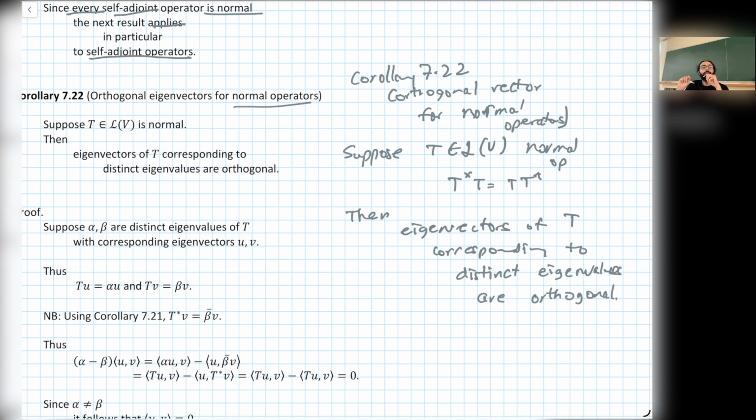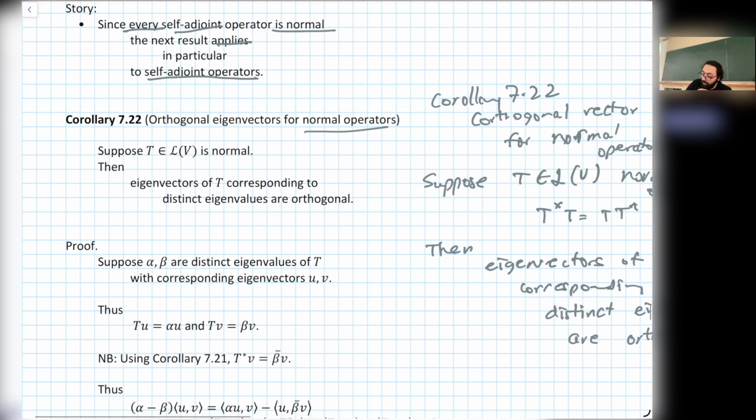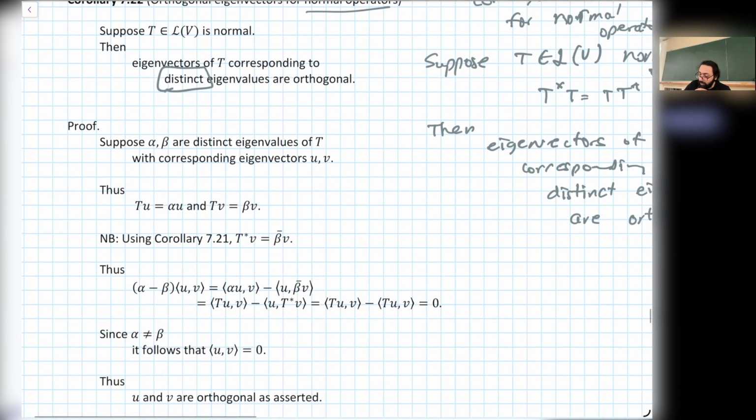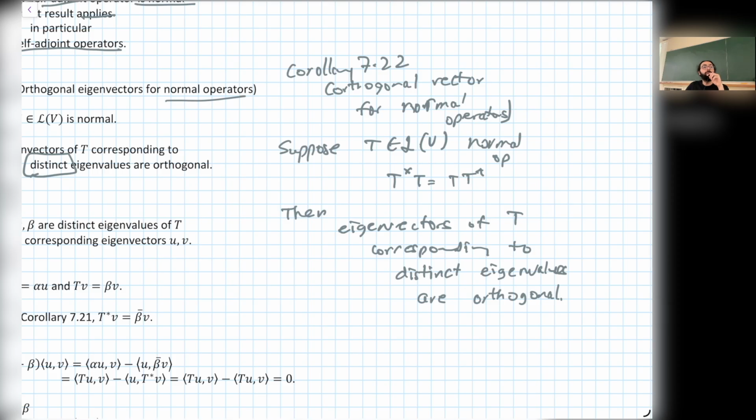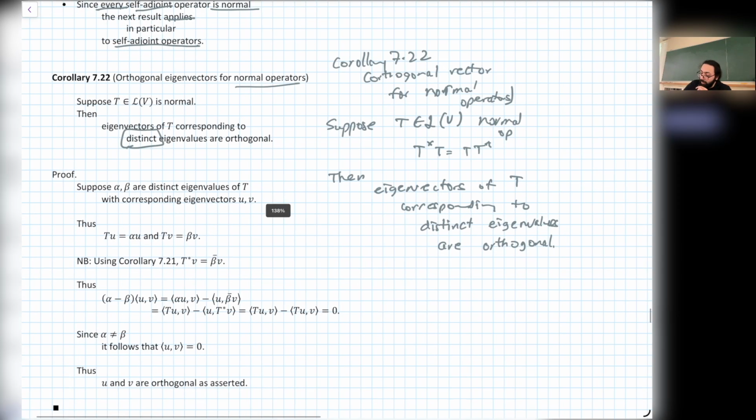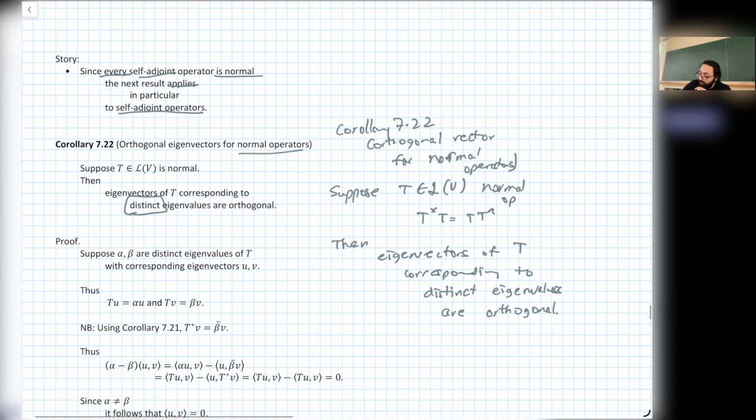Okay. And I leave it as an exercise to check that if it's the same eigenvalue, then you can't say anything. Because if it has degeneracy, with multiple same eigenvalues, it's not obvious that they have to be orthogonal. Okay, so it has to be distinct. This part is important. Distinct eigenvalues. Is the statement okay? Okay. Right. So now let's see how to prove this.